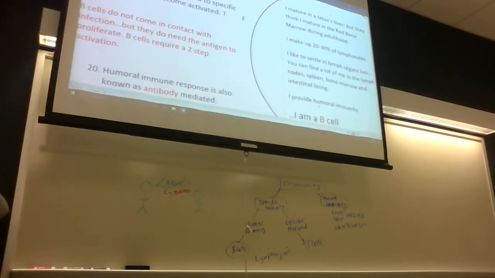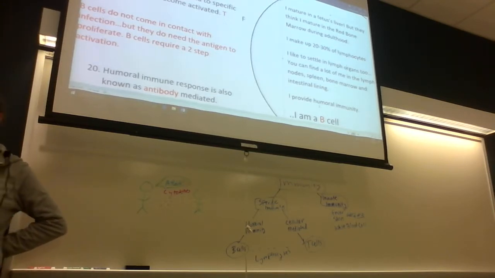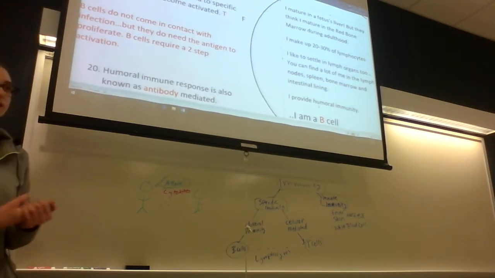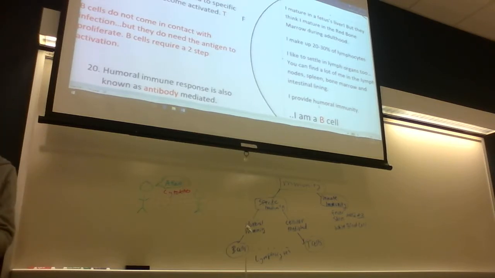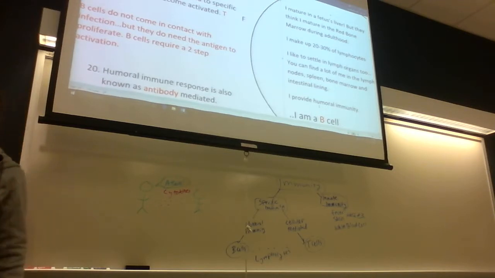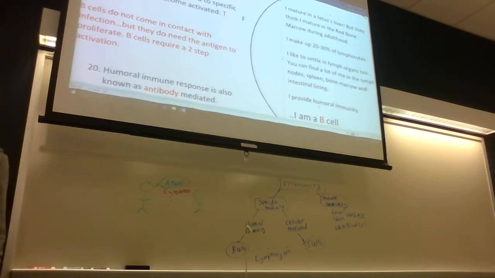B cells also need to bind to specific antigens to be activated. So not only do they need T helper cells to lend them a hand, they need to be exposed to the antigen to actually do something, because they need to say, oh wait, this is a threat. If they don't know that there's a threat, they're not going to do anything.